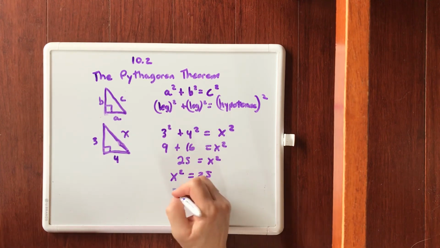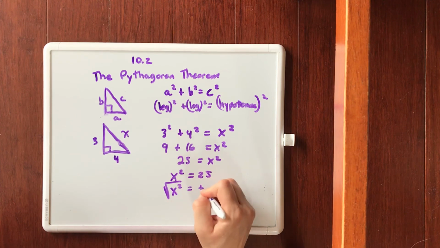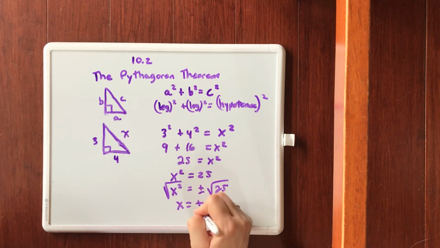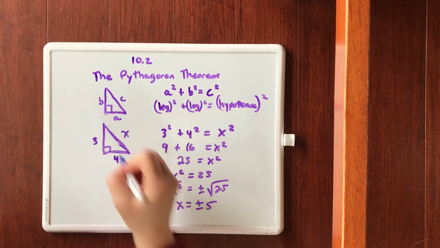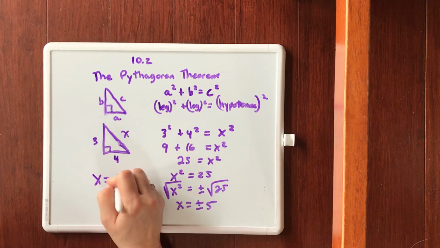Now we're going to square root both sides. And remember, when we square root, we plus and minus. So x equals plus minus 5, but we can't have a negative length, right? So we just look at the positive one. So x equals 5.